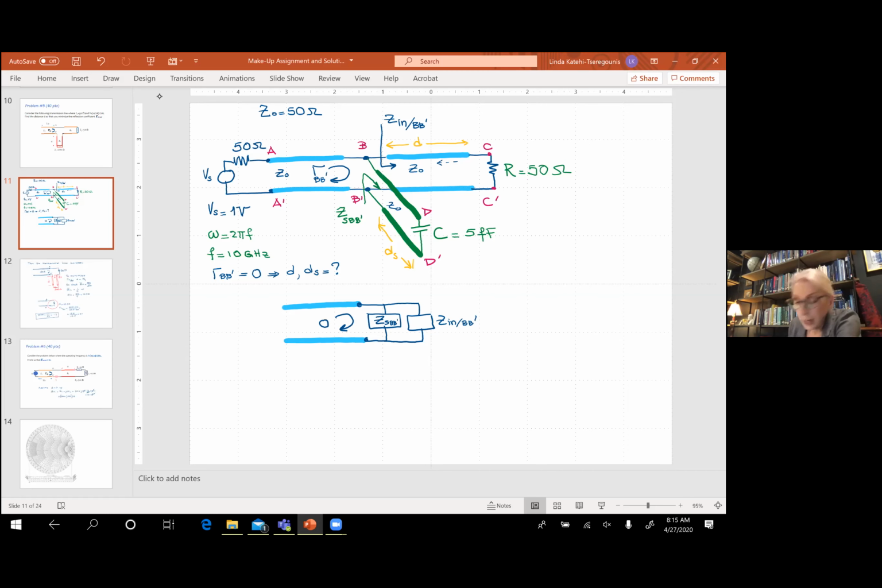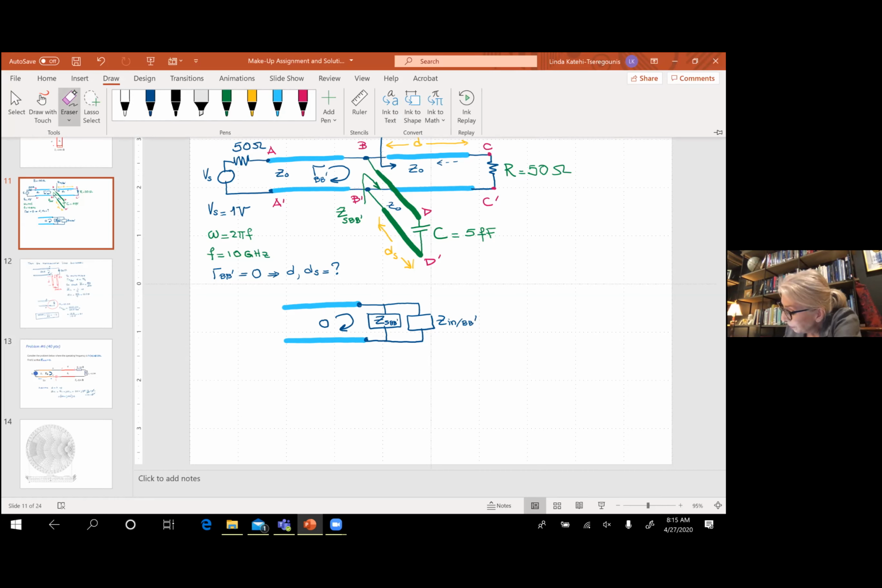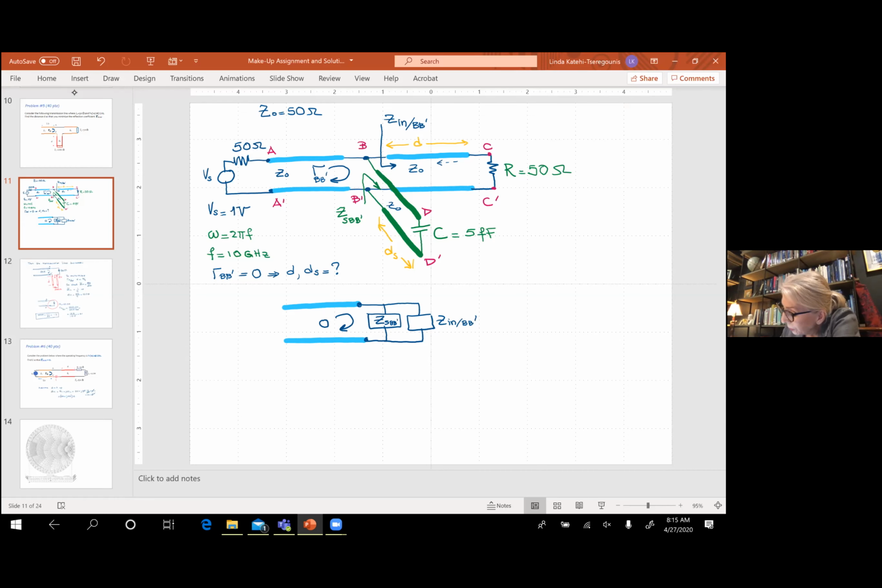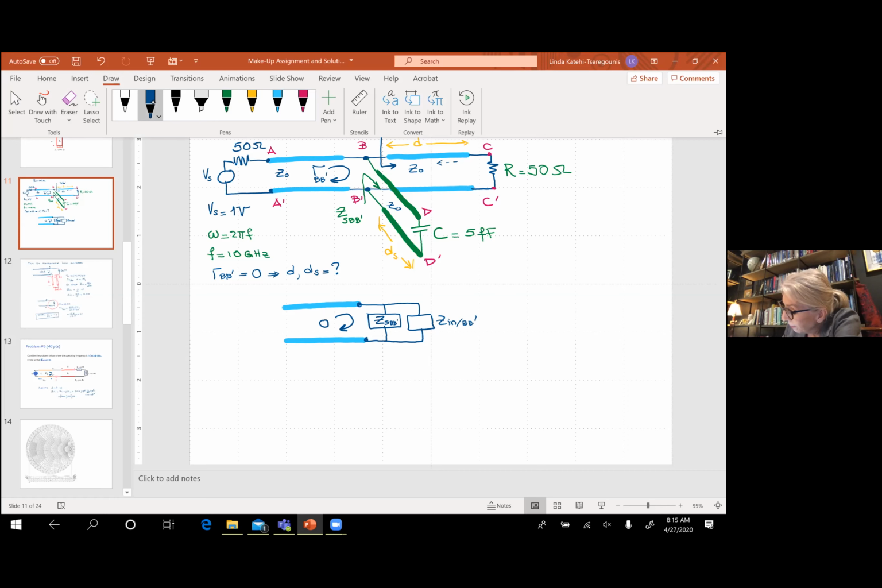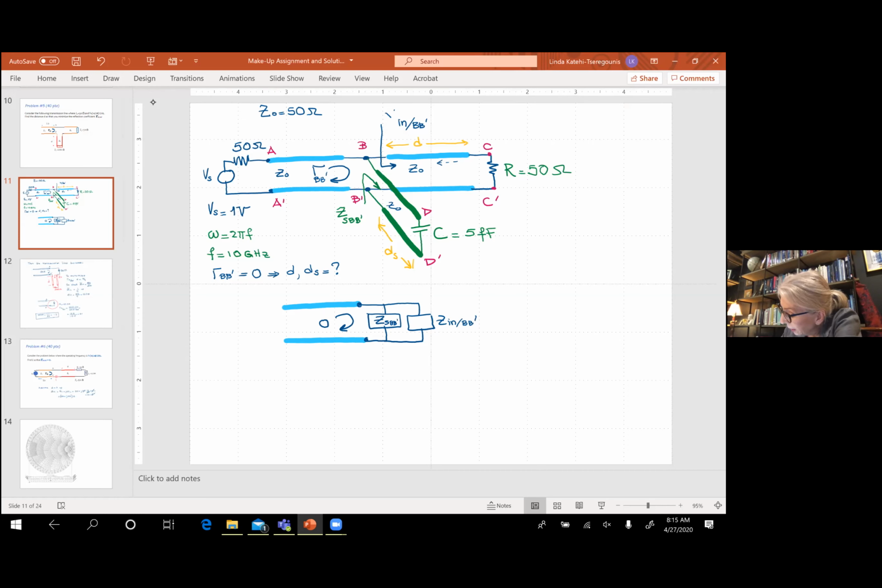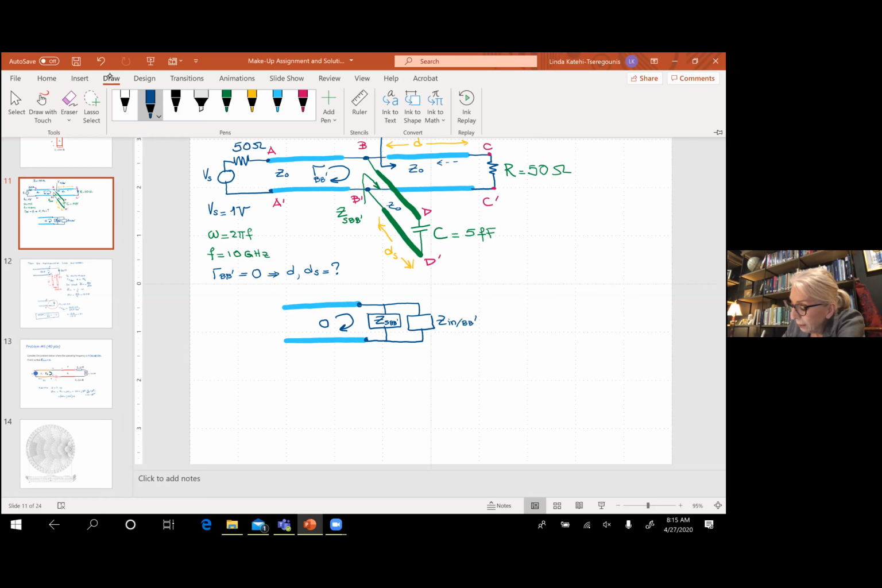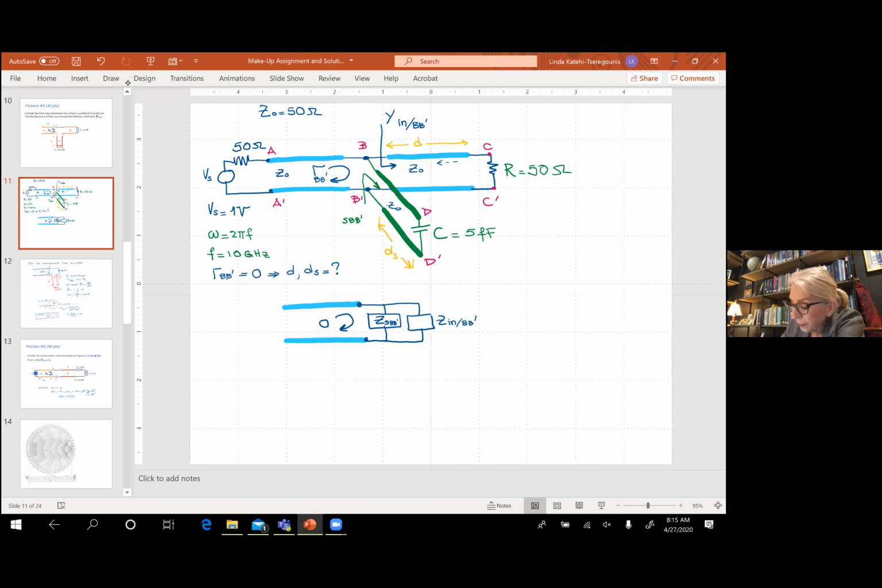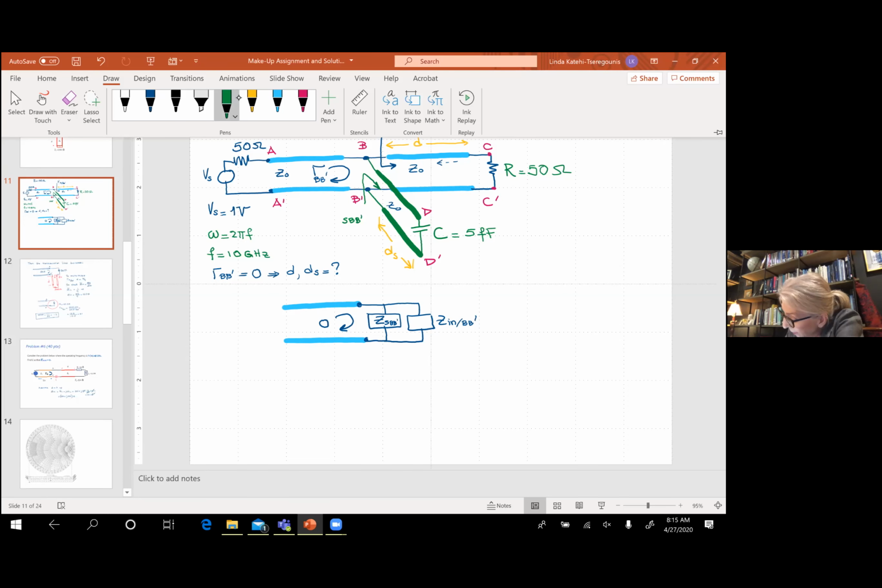But since they are parallel, what did we say we do? We turn all of the input impedances into admittances. So practically what we do is that we would like this one, instead of impedance, to find an admittance here. And for this one, instead of an impedance, to find an admittance here.